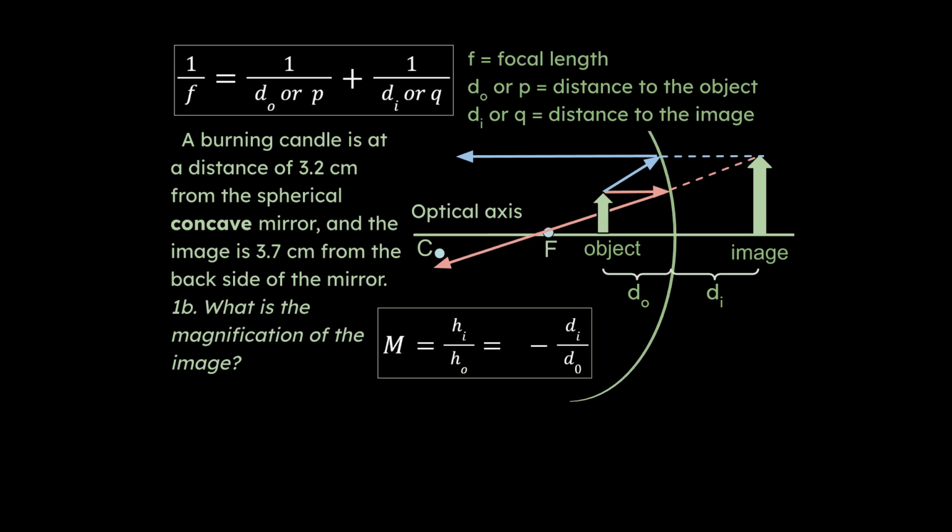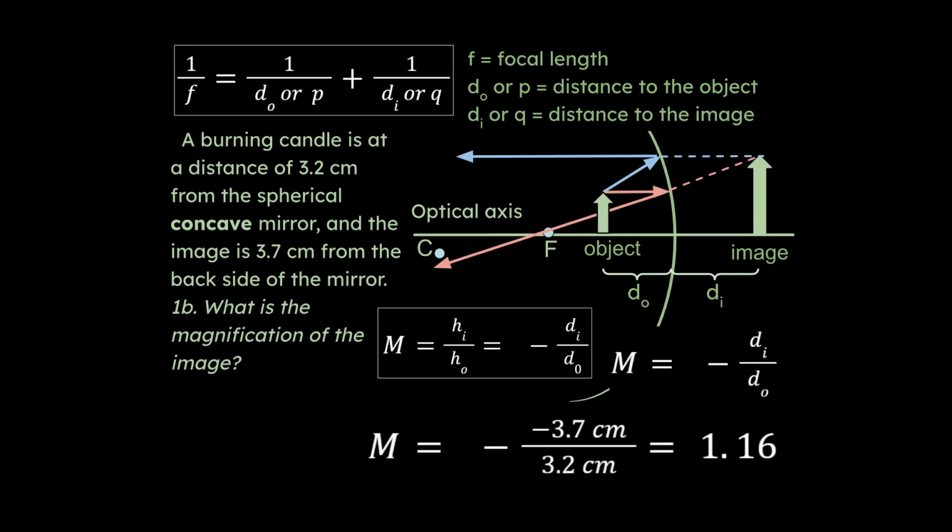Alright, so next we need to figure out which 2 out of the 3 parts of this equation we're going to use. We don't have any information about hi and ho right now. We do have information about di and do, so let's go ahead and use this and this, and we can just ignore this part of the equation for now.